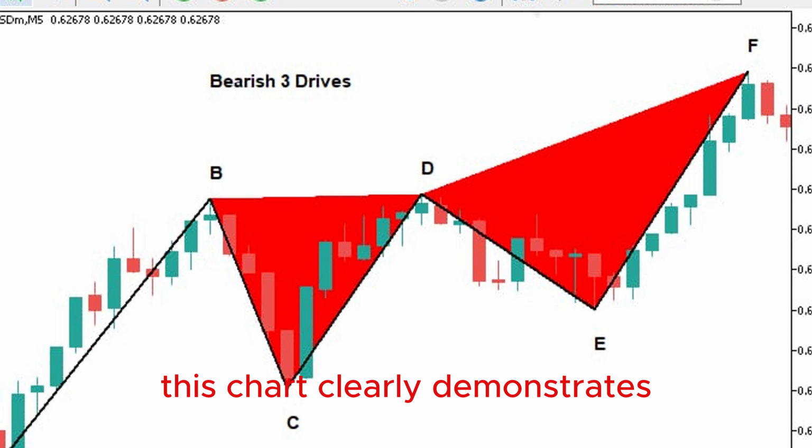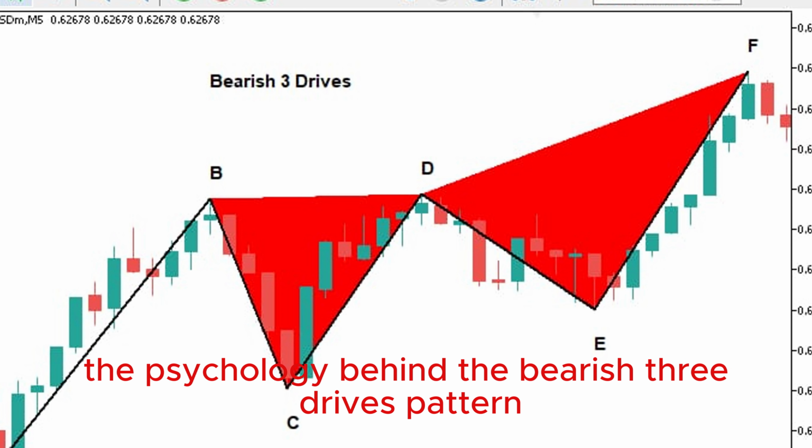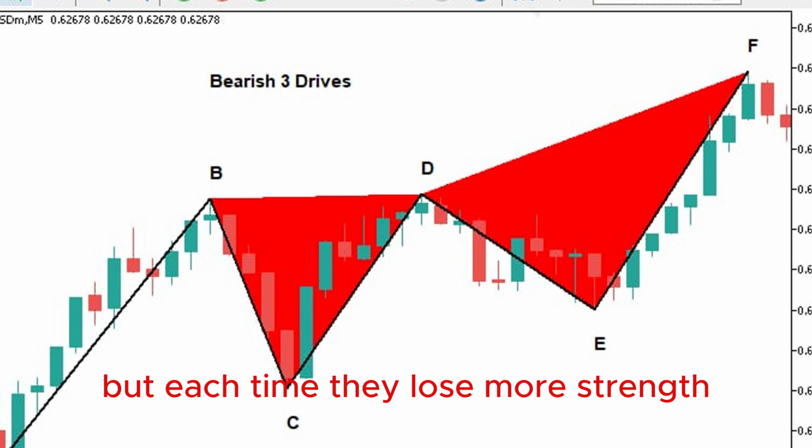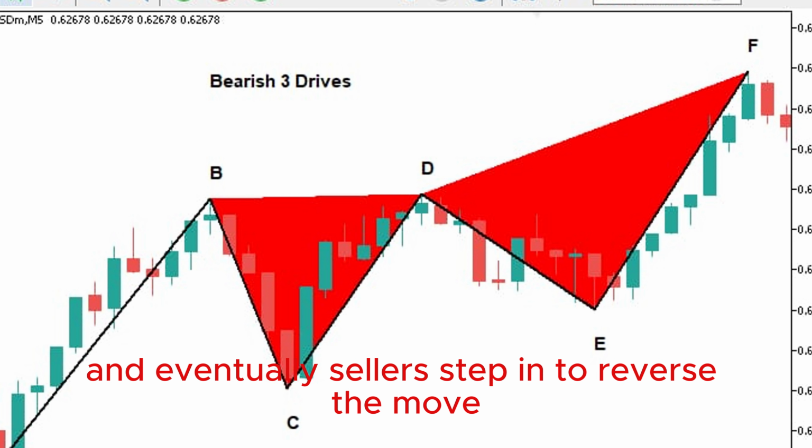This chart clearly demonstrates the psychology behind the bearish 3 drives pattern: buyers continue to push the market higher in 3 waves, but each time they lose more strength, and eventually sellers step in to reverse the move.